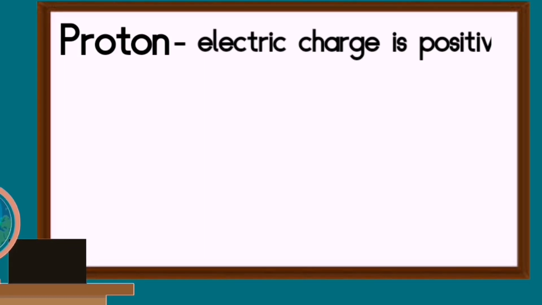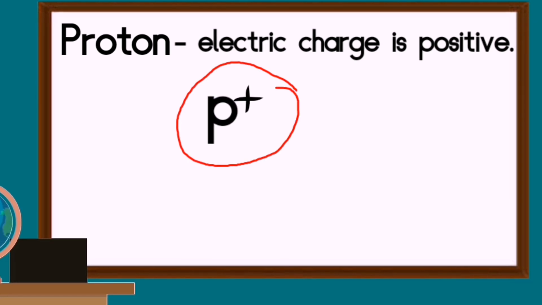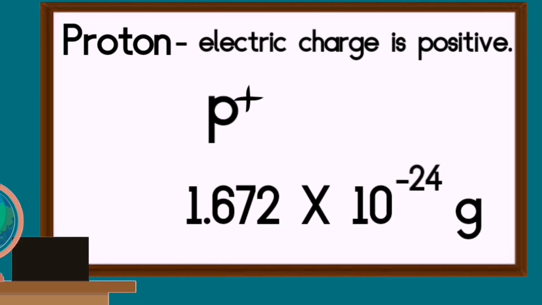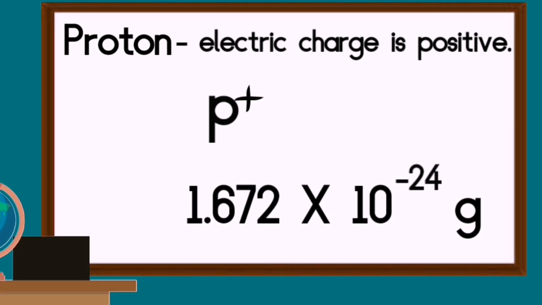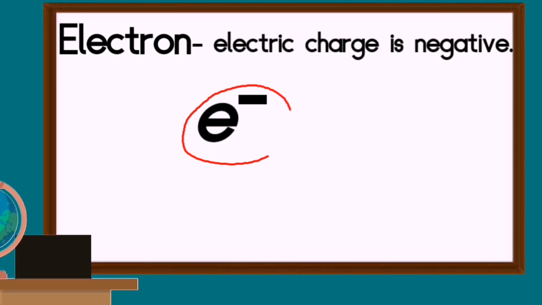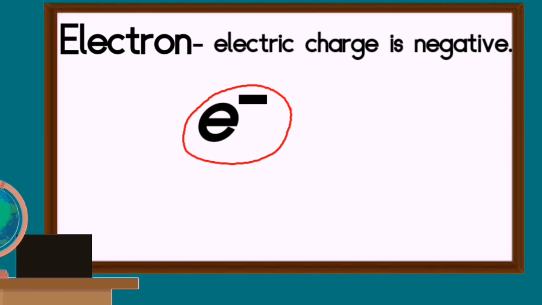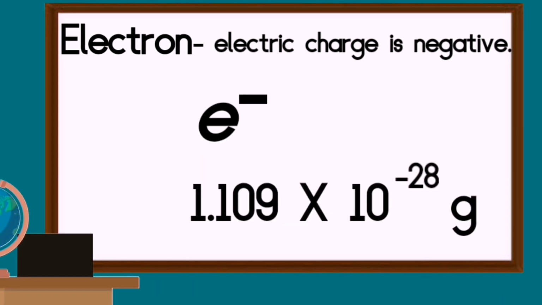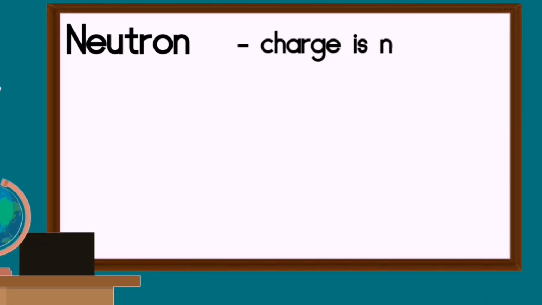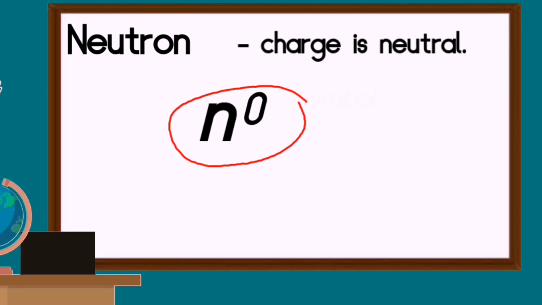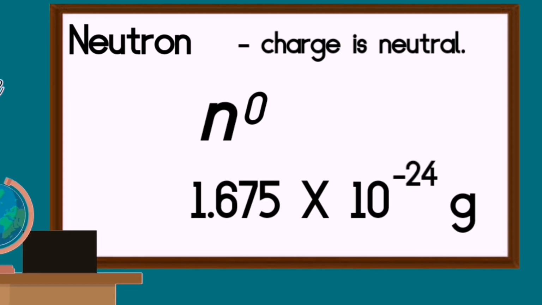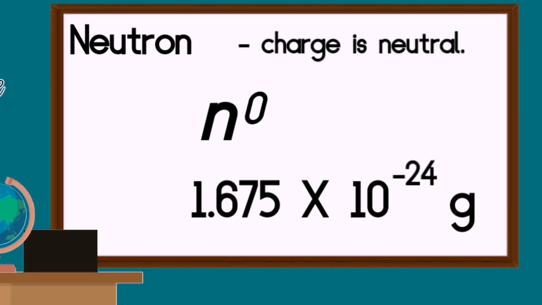Protons are positively charged particles, and this is the symbol of a proton. It has a mass of 1.672 times 10 to the power of negative 24. Electrons are negatively charged particles. This is the symbol of an electron. It has a mass of 1.109 times 10 to the power of negative 28. And neutrons are subatomic particles that have a neutral charge. It has a mass of 1.675 times 10 to the power of negative 24.